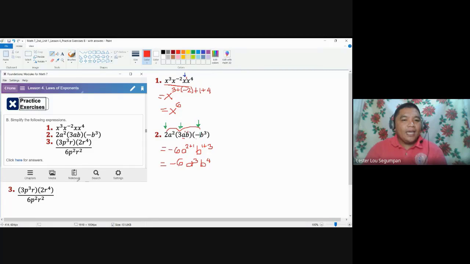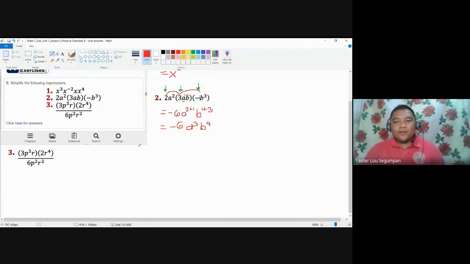Number 3. In number 3, we have two different operations: the multiplication and the division. In short, we will use here the multiplication law and the division law. But which is to be taken first? Of course, when you talk about MDAS, we will talk about multiplication first. So let's try to combine first the numerator. When we combine the numerator, the denominator will not be manipulated, so it stays as it is.